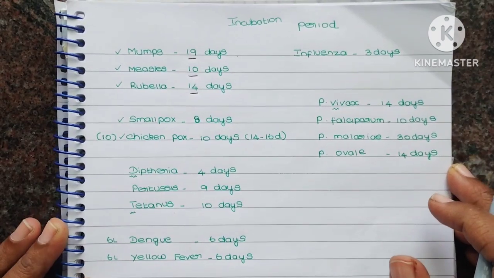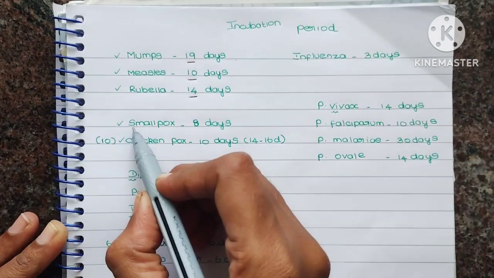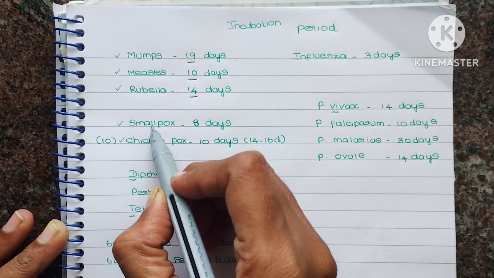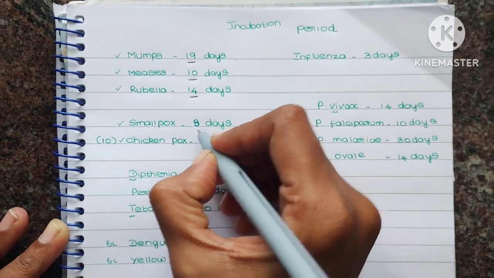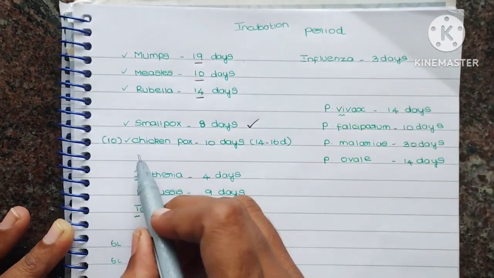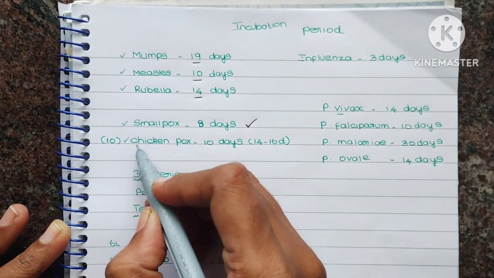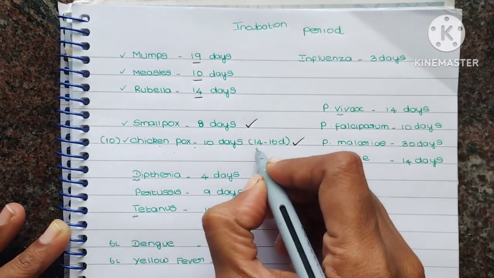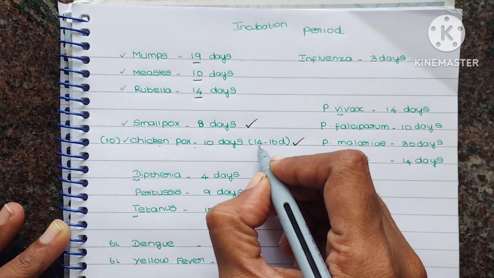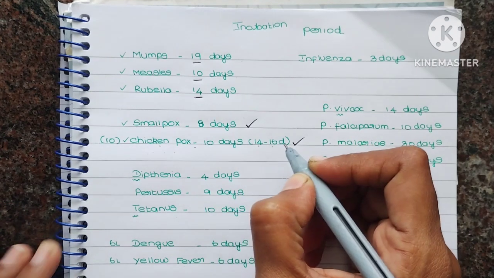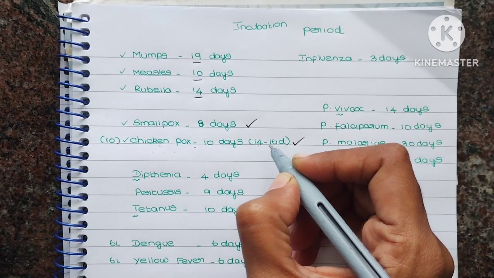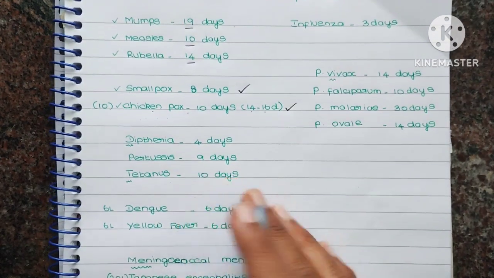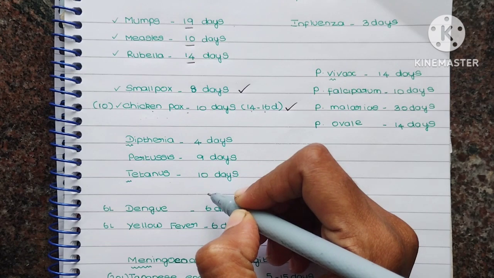First is smallpox. Just count the letters: 1, 2, 3, 4, 5, 6, 7, 8. So it is 8 days. Again for chickenpox it is 10 letters, so it is 10 days. Roughly it is about 14 to 16, but mostly it will be around 10 days. Next we will discuss diphtheria, pertussis and tetanus.